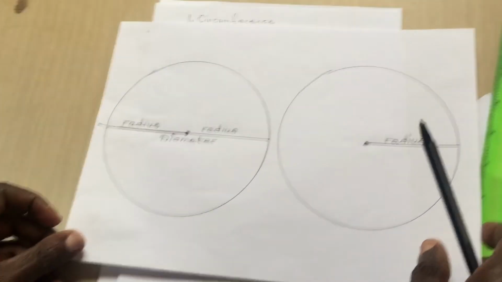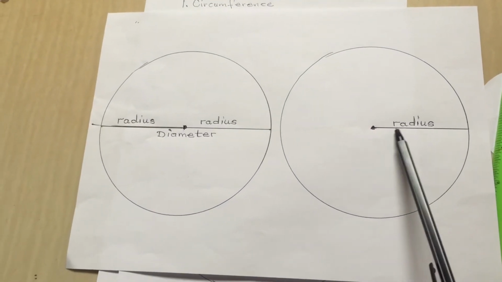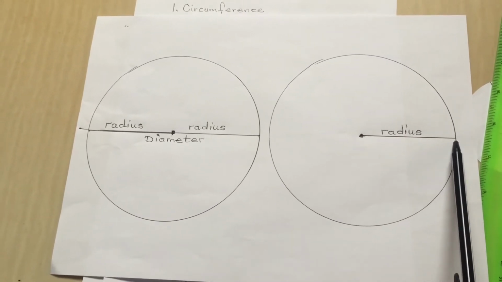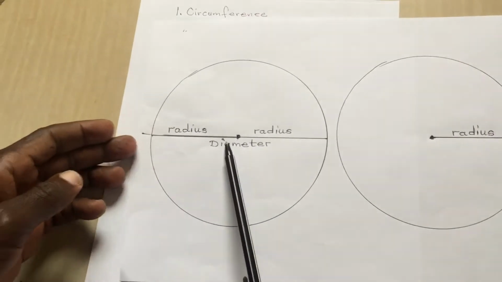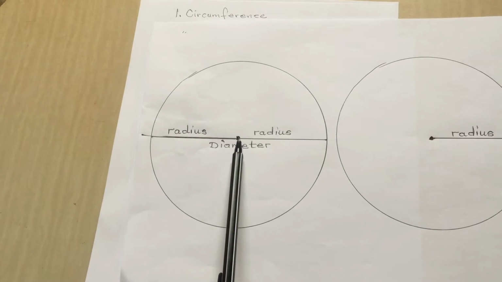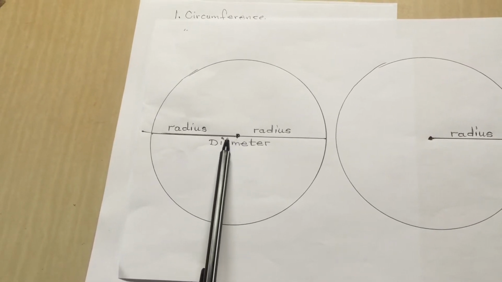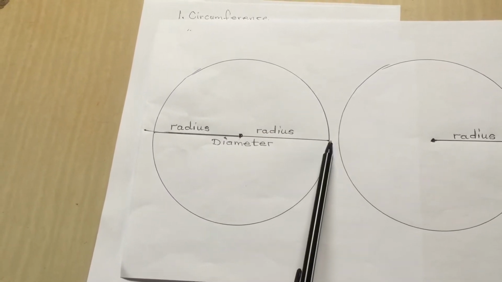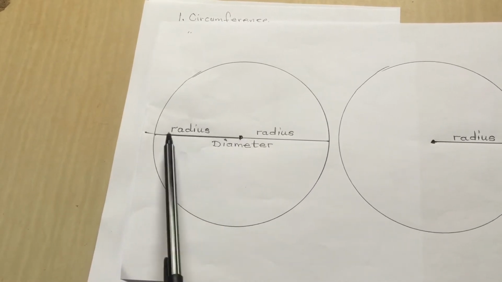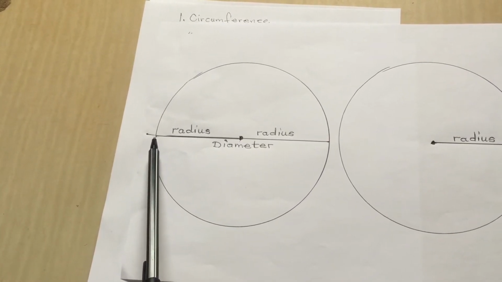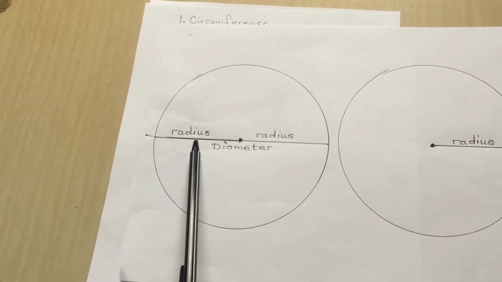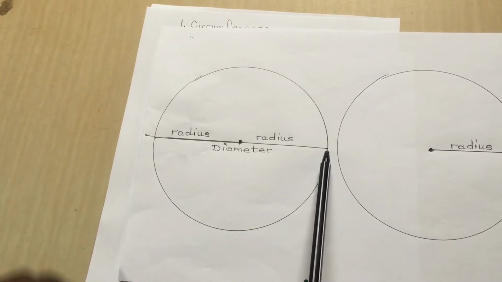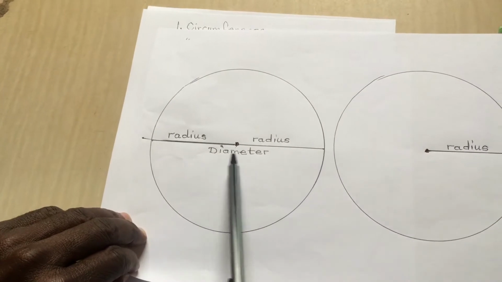Like it is explained here. This is the radius from the center to a point on the circumference, that is the radius. Here we can say we've got two radii, that is from the center to this point on the circumference. From the center to this point on the circumference, this is radius, this is radius. But from this point on the circumference, going this direction, passing through the center to this other side, or point on the circumference, that is the diameter.